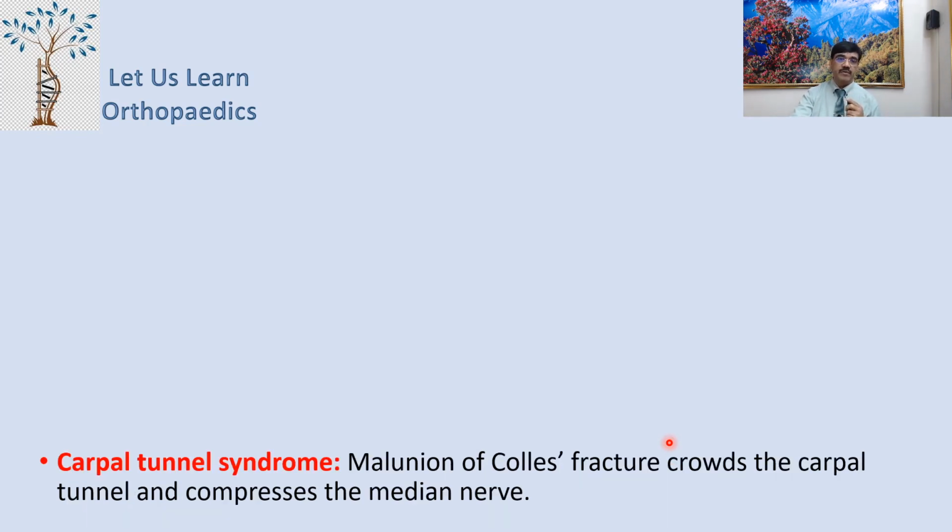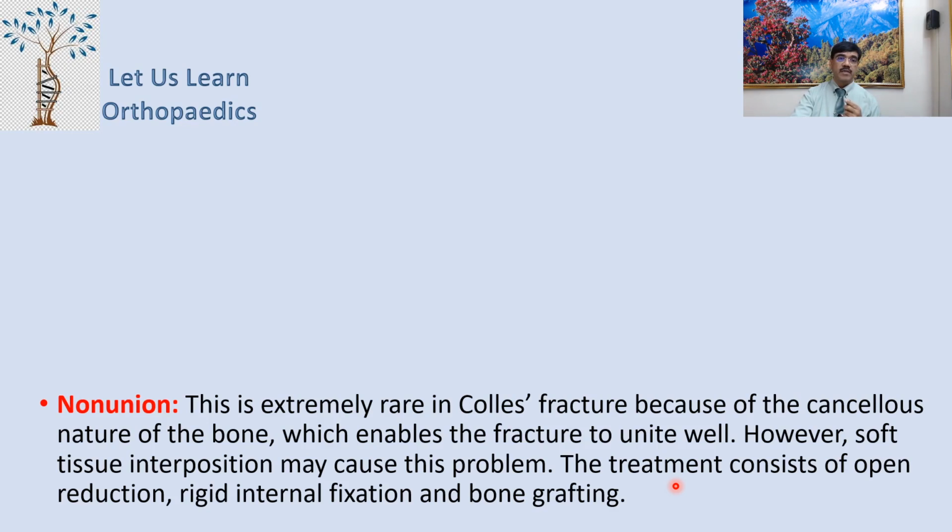And sometimes the malunion of the Colles fracture crowds the carpal tunnel and results in the compression of median nerve, causing carpal tunnel syndrome. Non-union. This is extremely rare in Colles fractures because of the cancellous nature of the bone, which enables the fracture to unite well. However, sometimes the soft tissue interposition may cause this problem, and obviously the treatment consists of the open reduction and rigid internal fixation, and the bone grafting.